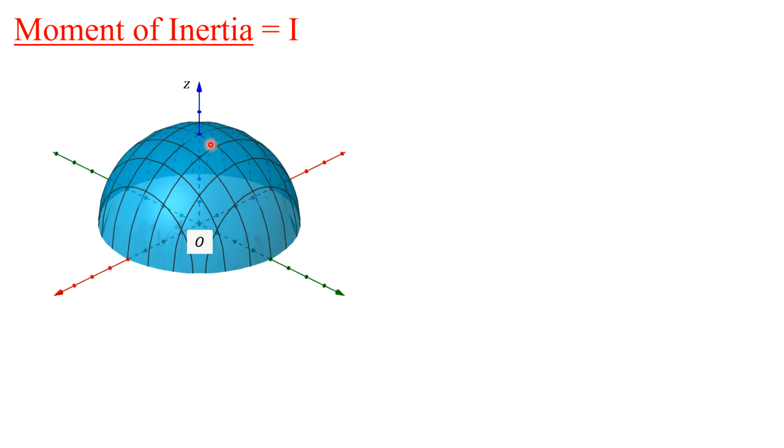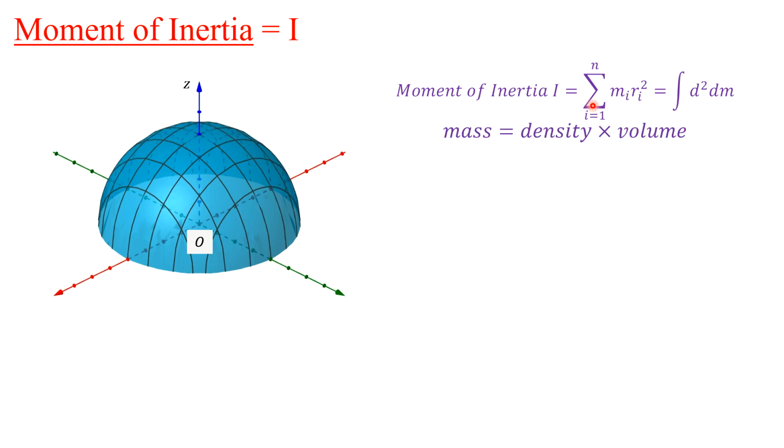This is our origin, and this is the z-axis. We have this formula for moment of inertia: integration of d square dm. Because we have a solid, mass will be density into volume. Therefore, m is equal to rho into v, and dm is equal to rho into dv.